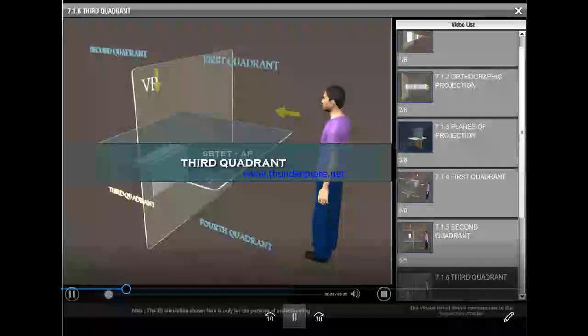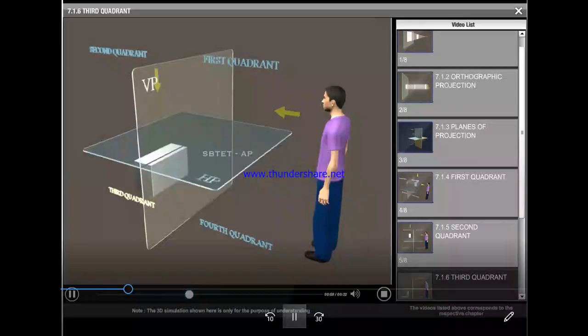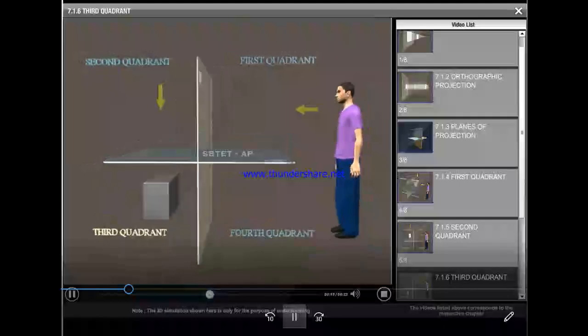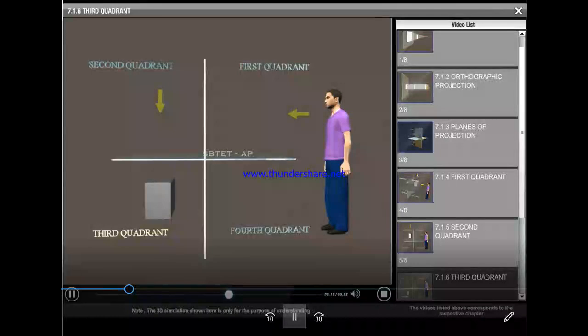Third quadrant. In this video, we will see how an object is placed in the third quadrant. In this quadrant, the object is placed below the horizontal plane and behind the vertical plane. In the next video, we will see about the fourth quadrant.